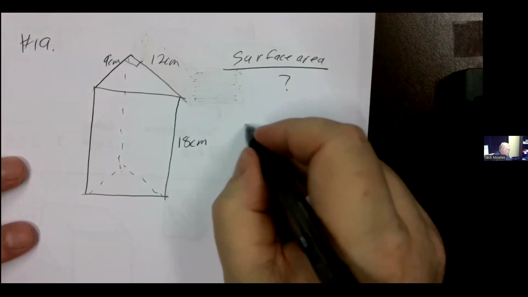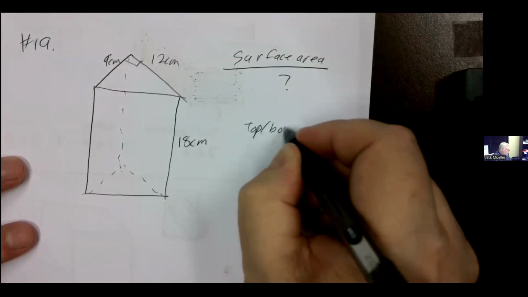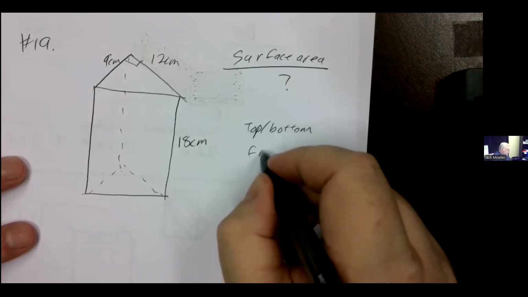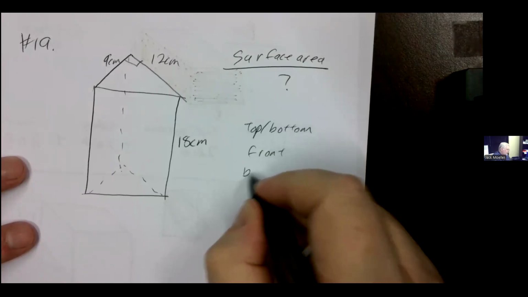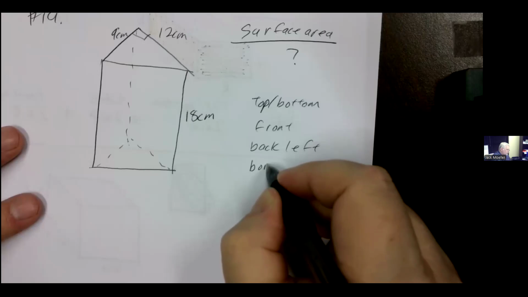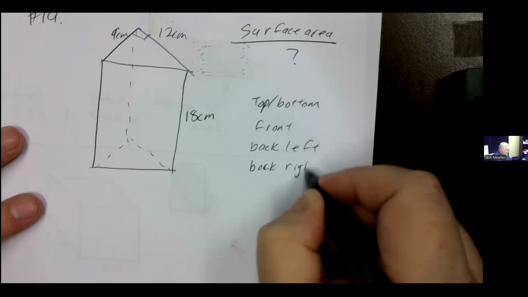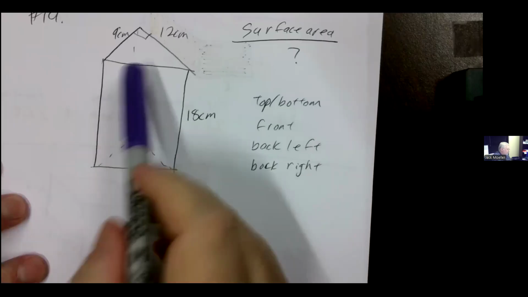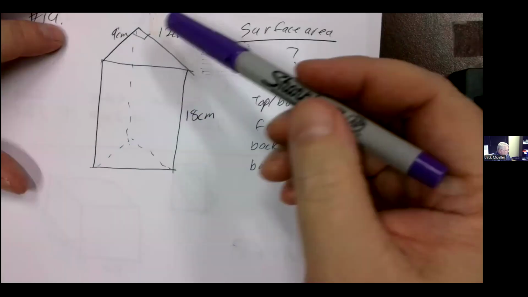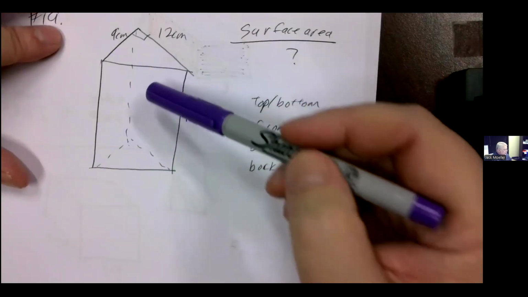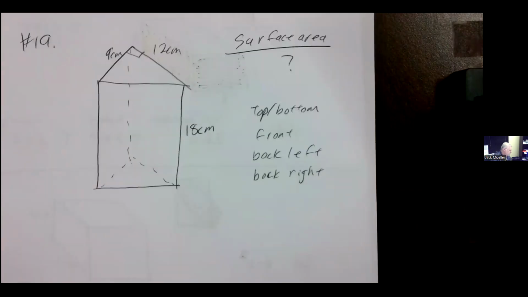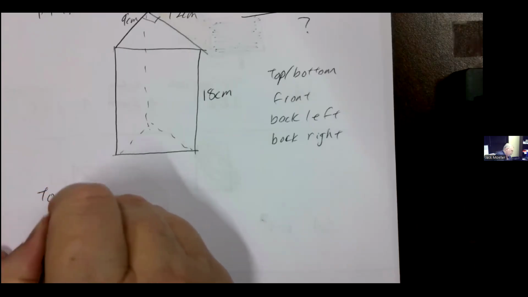Well, we have a top and a bottom. We have the front. We have the back left. And we have the back right. So we have the front here. On the back left, we've got that. And on the back right, we've got that piece. Okay, so let's go through section by section. Let's start with the top and the bottom.